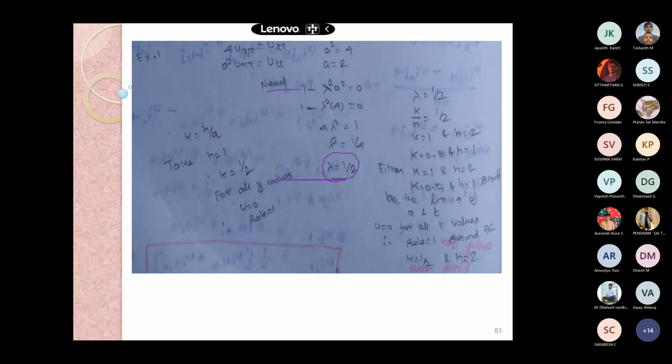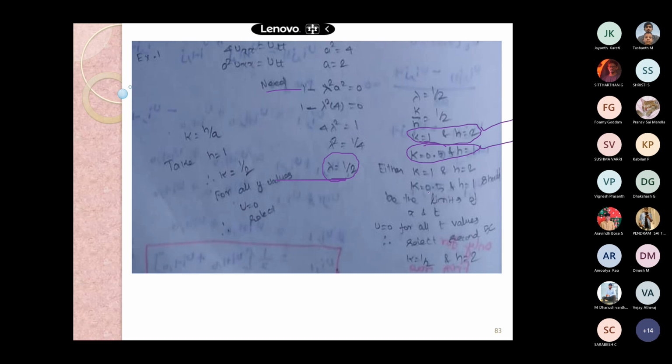When lambda is equal to 1 by 2, the lambda which we assumed as k by h, k divided by h, is equal to 1 by 2. When k is equal to 1 and h is equal to 2, at that time we will get k by h as 1 by 2. Or if k is equal to 0.5 and h is 1, I have divided both by 2, right? Therefore k is equal to 0.5 and h is equal to 1. Either we can consider this as a limit or take this, right? And the advantage of taking this I have detailed here.